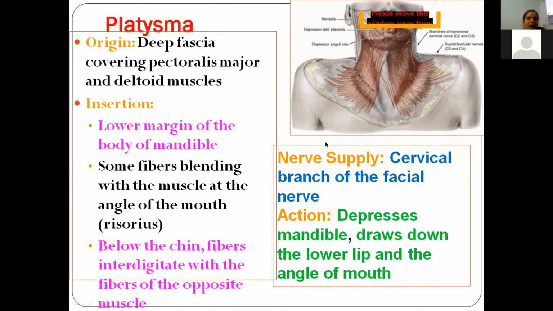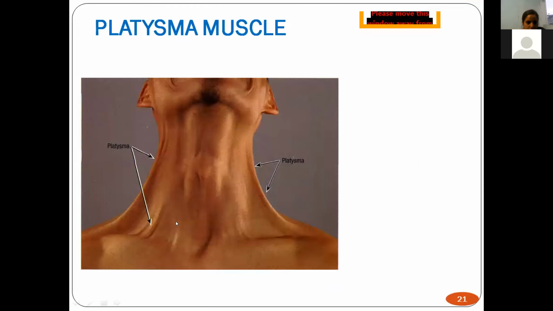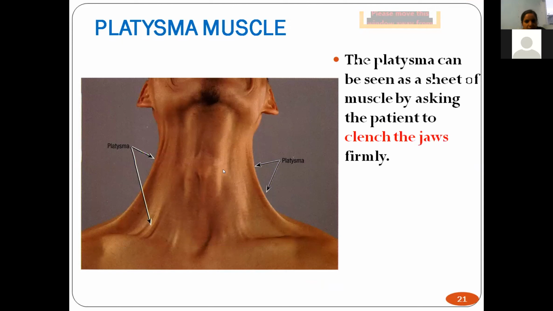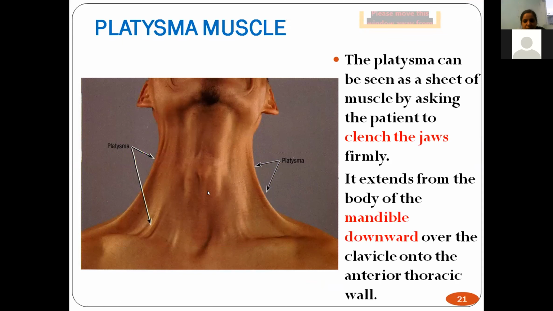The nerve supply of the platysma comes from the cervical branch of the facial nerve. In action, it depresses the mandible and draws down the lower lip and angle of the mouth. This is the platysma muscle, which is very well developed in this person, and he is contracting. So it's a sheet of muscle. We can ask the patient to clench the jaw firmly and we may see this muscle.